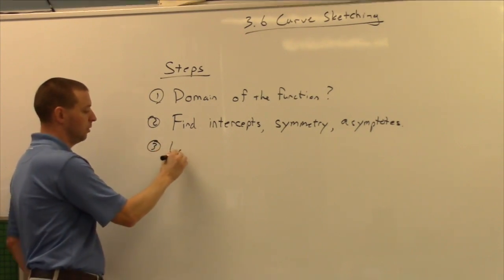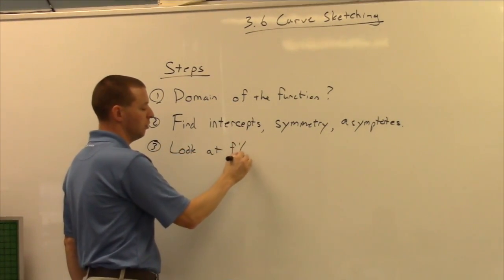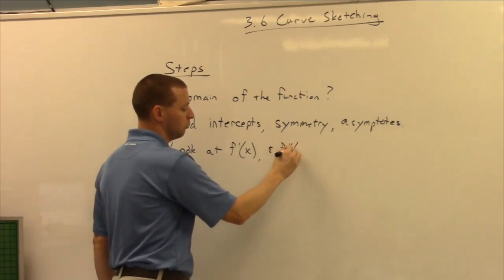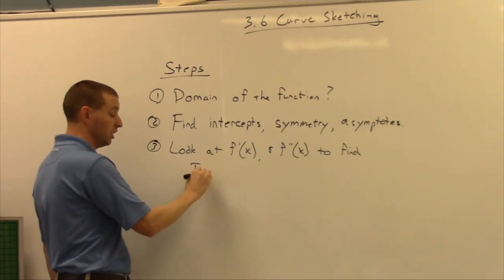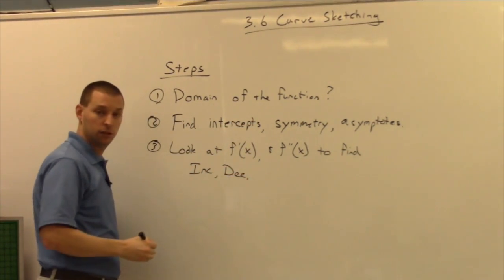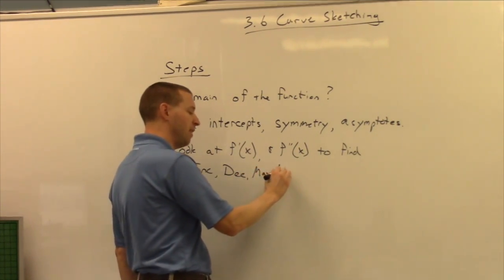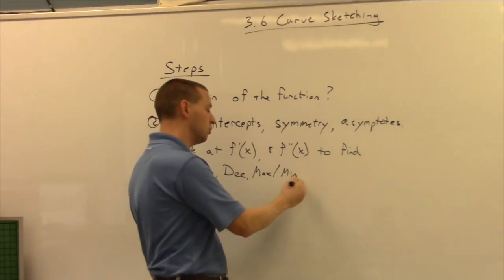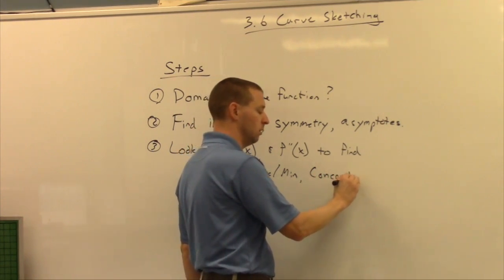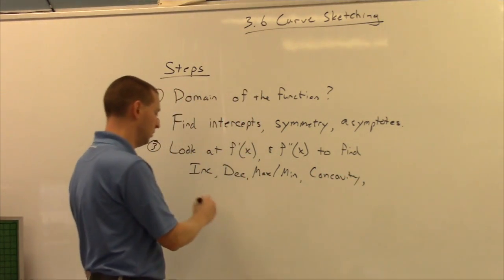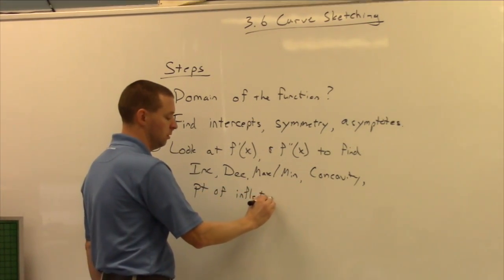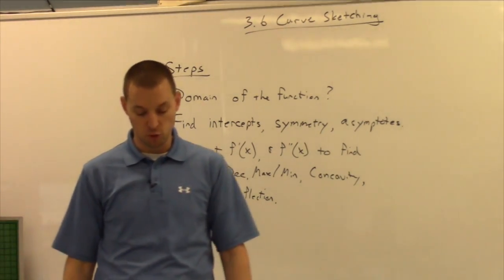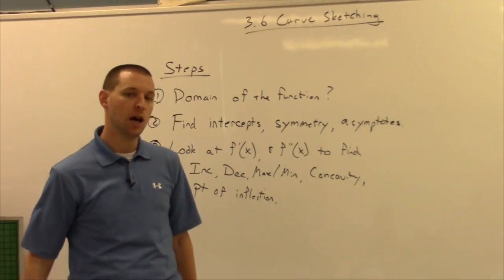And finally, you're going to look at the derivative and the second derivative to find where your function is increasing, where it's decreasing, where any max and minimum values occur. You'll look at the second derivative to talk about concavity. Is it concave up? Is it concave down? And any points of inflection. You want to do all of these things before you graph any function. I'm going to show you a couple examples of what this may look like.